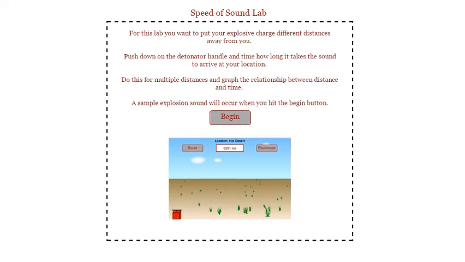Okay, so this is another Module 9, the skills test. It's going to teach you about the speed of sound. So let's go ahead and dive right on in.